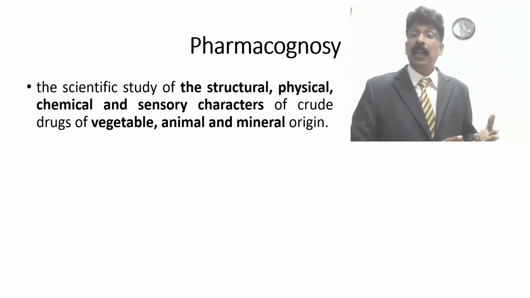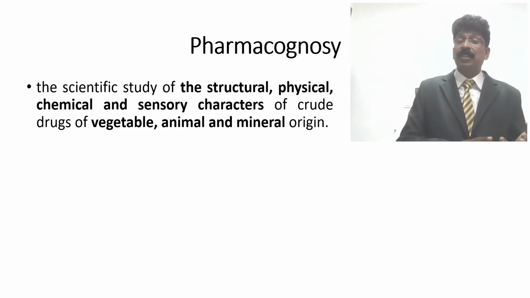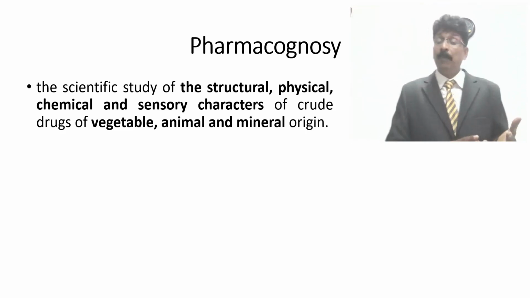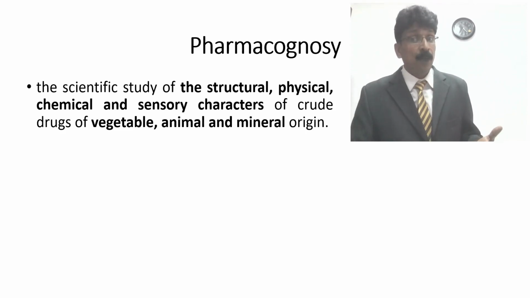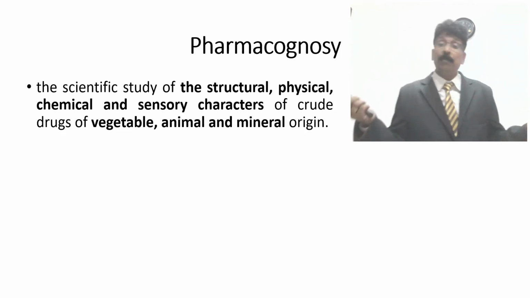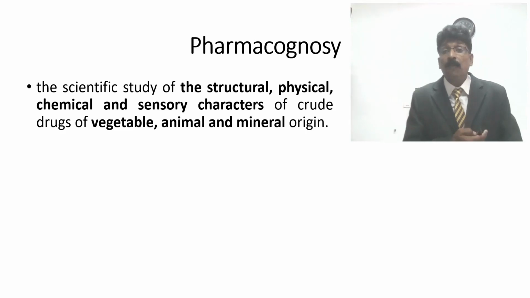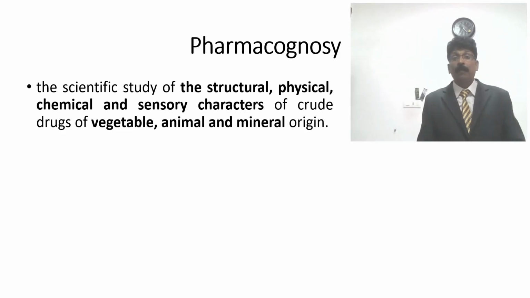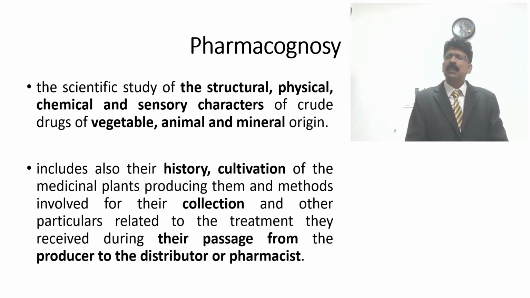Like smell, taste, odor. These all come, and also physical characters like texture and fracture, and even melting point, boiling point. Many things are there. I just told melting point, boiling point, and solubility. There are many physical characters. Then structural, chemical structures. And the crude drug of vegetable origin means plant origin, animal origin or mineral origin. So the drugs obtained from plants, animals and minerals come under pharmacognosy for its study.